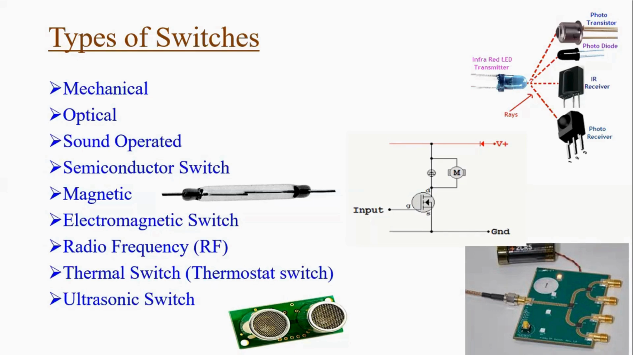So what we use daily for switching off your lights and fan, those are all mechanical switches. Then comes the optical switches. On the right hand side, you can see I put some infrared transmitter, then you have a photo transistor, photodiode, and IR receivers. That means the simple example for IR switches is your remote controls, what you use to switch on your TVs.